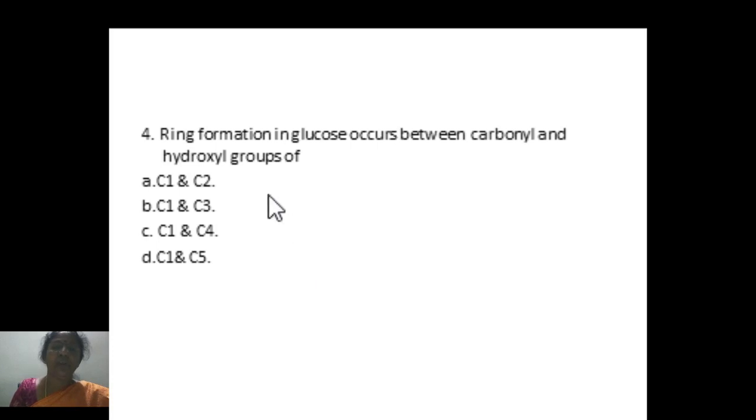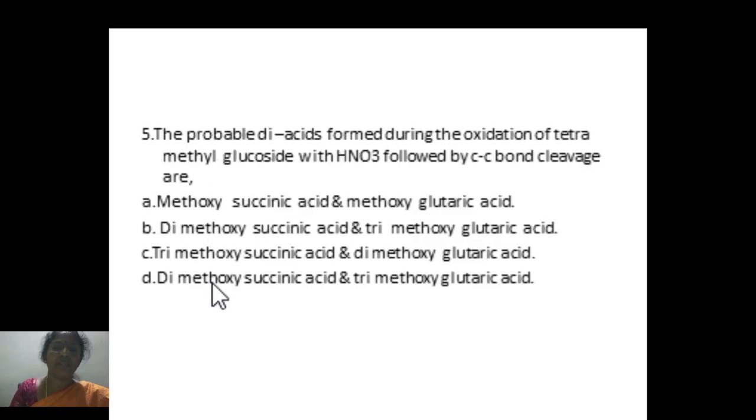Question 4. Ring formation in glucose occurs between carbonyl and hydroxyl groups of C1 and C5. Last question. The probable diacids formed during the oxidation of tetramethyl glucoside with nitric acid followed by carbon-carbon bond cleavage are dimethoxysuccinic acid and trimethoxyglutaric acid. Option B is the right answer.